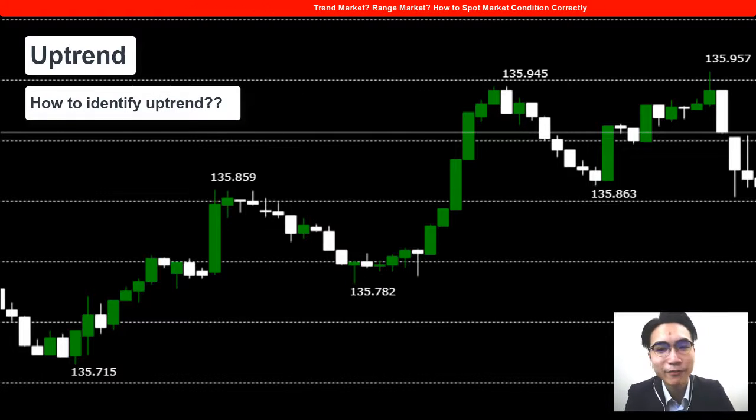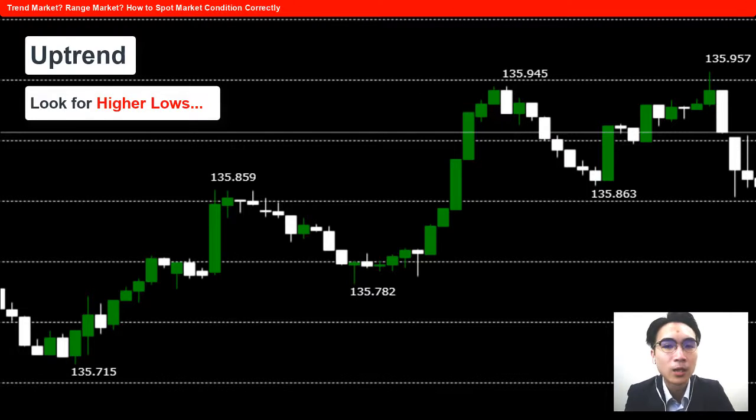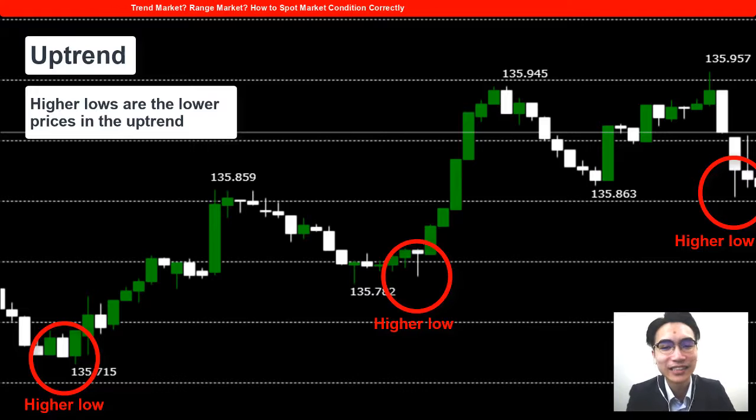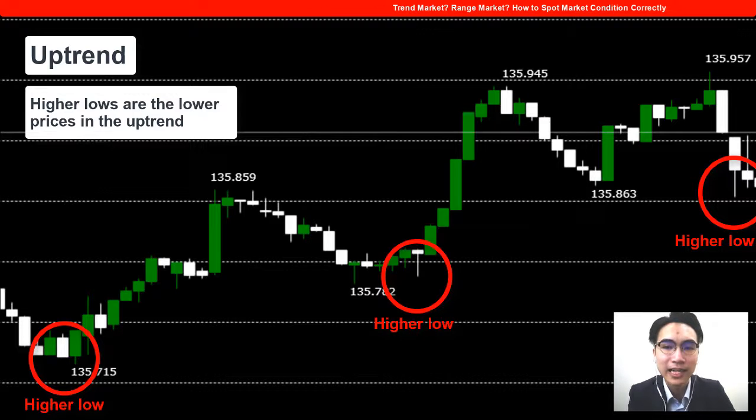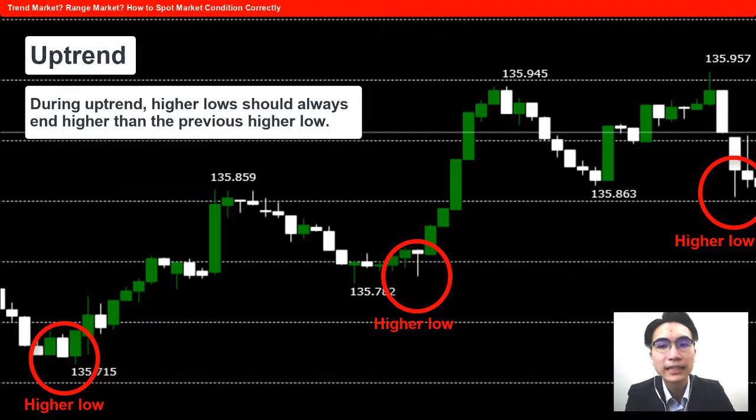How do we actually identify that the market is in an uptrend? If we use the candlesticks, one of the most common methods is to look for higher lows. So what are higher lows? Higher lows are the lower prices inside an uptrend, just like these points here. This one here, that one there, and this one there. Inside an uptrend, the new higher low always ends higher than the previous higher low.